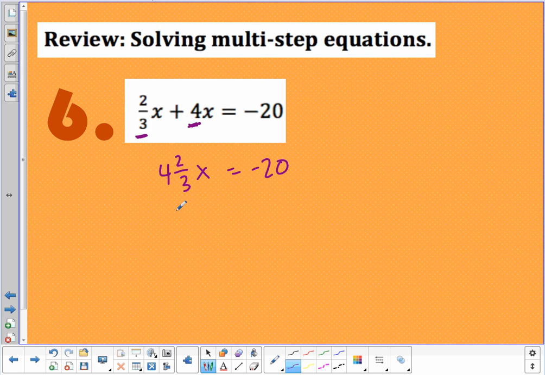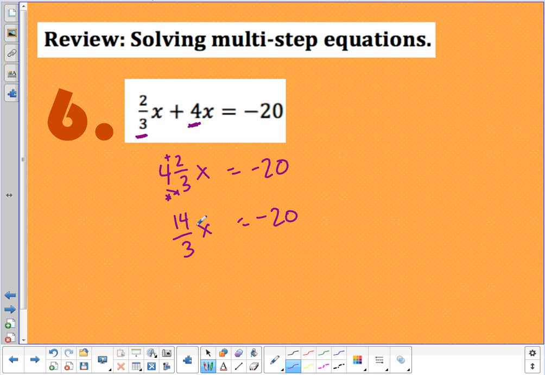Now, I can't do a whole lot with the 4 and 2/3. You could just divide by 4 and 2/3 in your calculator, but it's really messy to type in. So I'm going to turn this into an improper fraction instead. I'm going to multiply by the bottom and add the top. So that's 4 times 3, which is 12. 12 plus 2 is 14. So 14 over 3 times x is equal to -20.